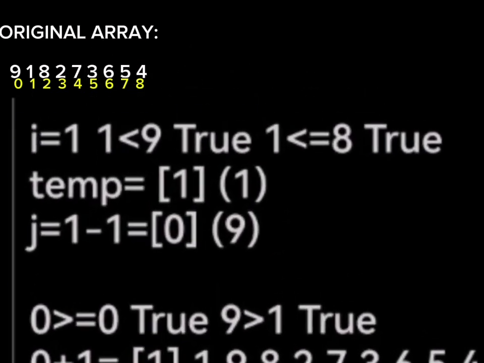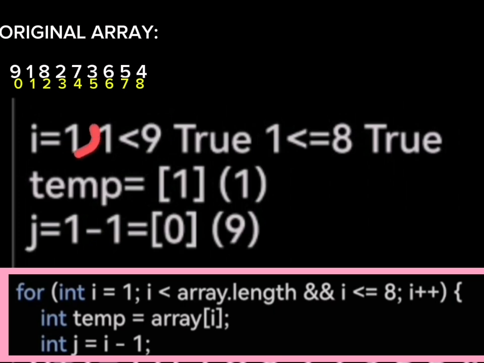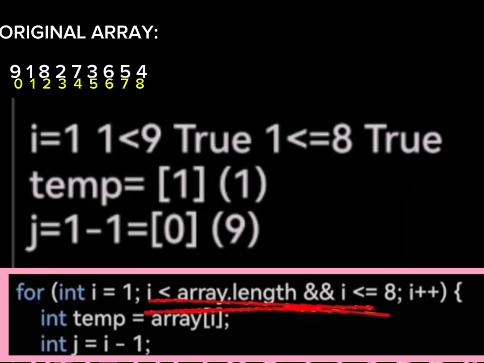So for our first iteration, we will have 1 as the value of i, since yan yung naka-initialized value for our i. So next is we have condition, which is i lesser than array.length and i lesser than or equal to 8. So our i is 1 and the value of array.length is 9. So, is 1 lesser than 9? So, true. And 1 lesser than or equal to 8, which is true also.